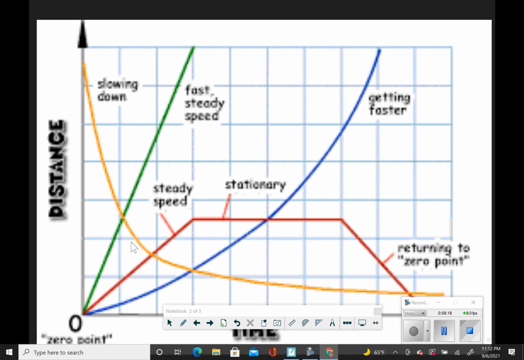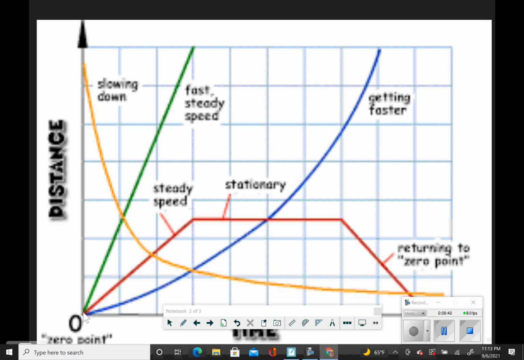Okay, so let's look at the green line. The green line starts from home. Because it's moving upwards, that means it's moving away from home. The line is straight, so that means its speed is consistent. It is steep, so it is moving very quickly.